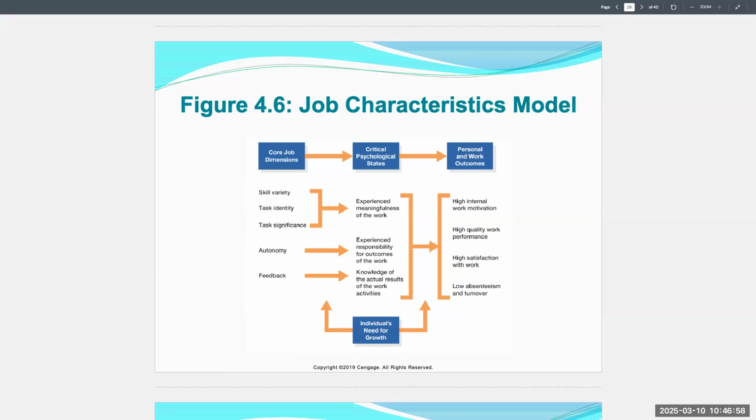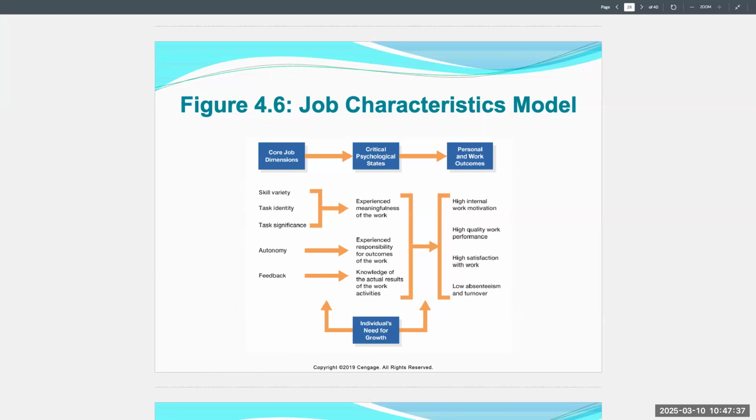Task identity describes the extent to which an employee is involved in completing a whole identifiable task rather than just a small piece of a process. For example, a carpenter building an entire piece of furniture from start to finish has a high task identity. They know exactly what they're doing and how the complete picture is going to look. While someone on an assembly line installing one component repeatedly has a very low task identity. So a sense of ownership over the entire project enhances motivation.